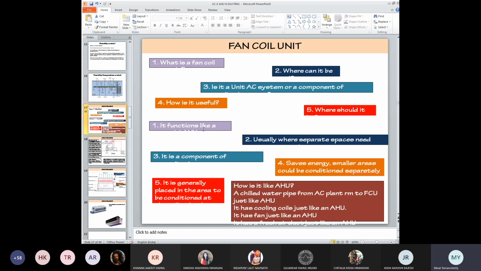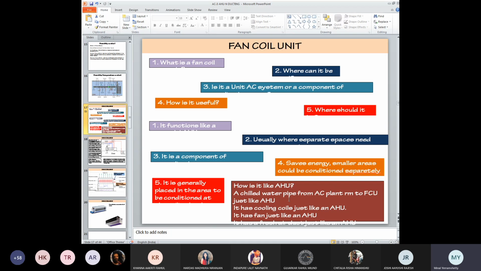What is a fan coil? It functions like a fan and a coil. That's why it functions like a separate AC. Where it can be used, usually where separate spaces need to be air conditioned. It is a component of the centralized system. It's a centralized system, not a unit system. It is generally placed in the area to be conditioned. So if it is a room, I will place it at the room level. If it is a small conference, then I'll place it at a conference level.